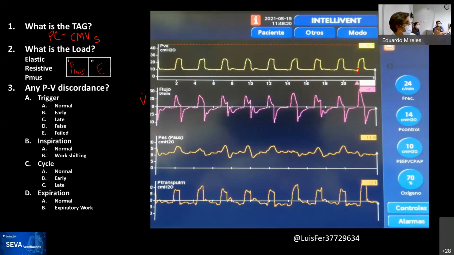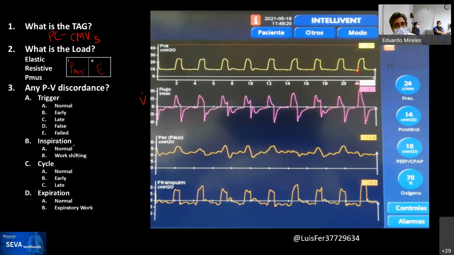All right, so PV discordance. Just looking at the two top graphs. I left the esophageal pressure because it's going to help you, but look at the graphs on top. So let's start with trigger. Is it normal, meaning every time the patient asks for the breath, it triggers the breath? Is it early? The machine goes first, and then the patient. Late, the patient goes first, and then the machine. False, this is not triggered by the patient at all. Or is it failed, meaning the patient did the effort and it didn't trigger anything?